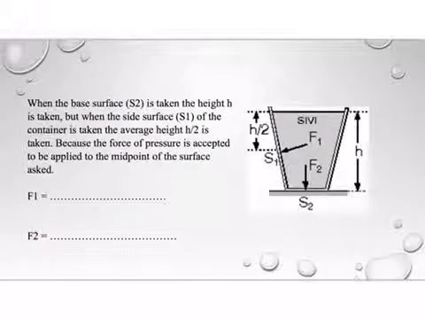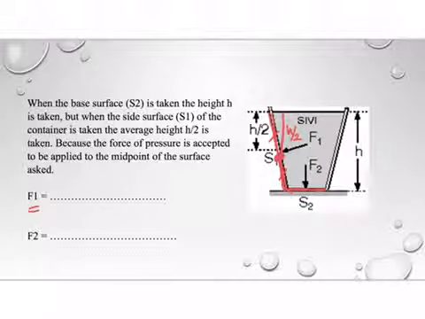When the base surface S2 is taken, the height h is taken. But when the side surface S1 is taken, the average height h/2 is taken, because the force of pressure is assumed to be applied at the midpoint of the surface asked about. So when the force of pressure at the surface S1 is asked, you take the midpoint of the surface and find the depth of this midpoint, which here is equal to h/2.